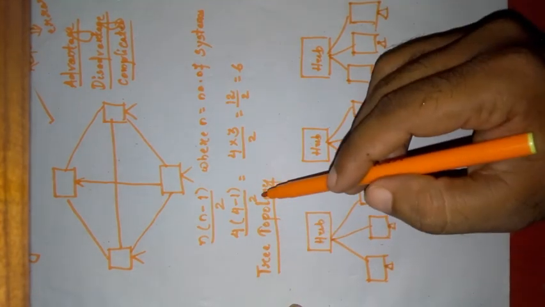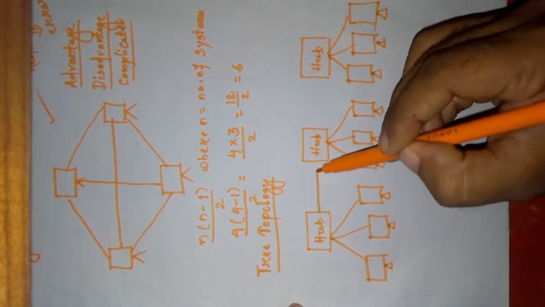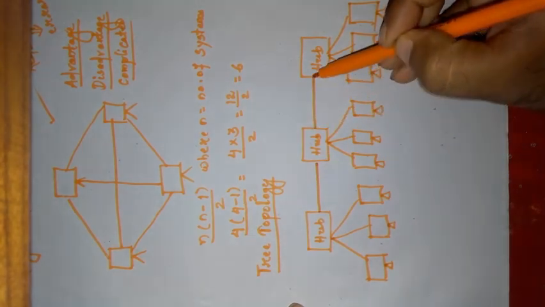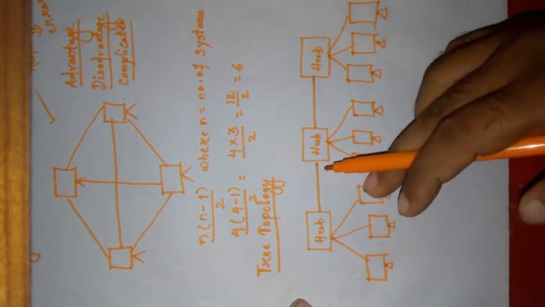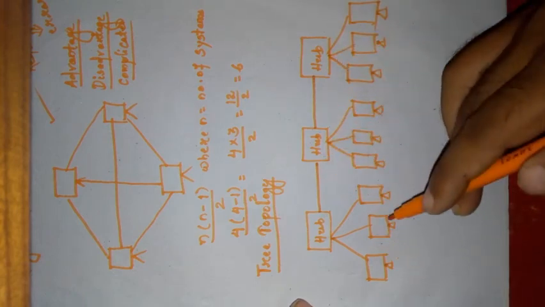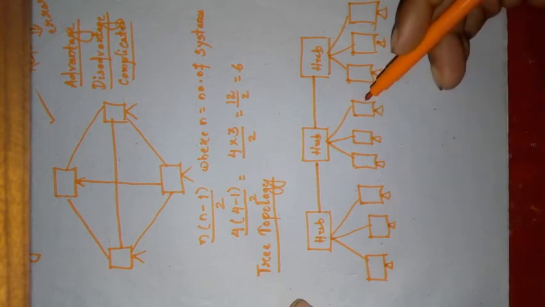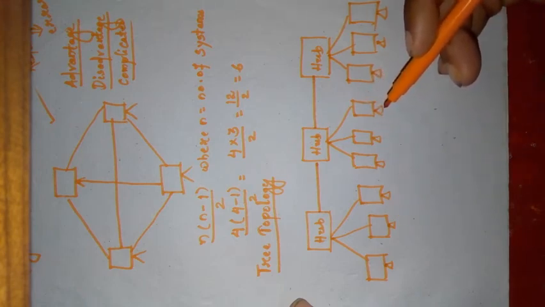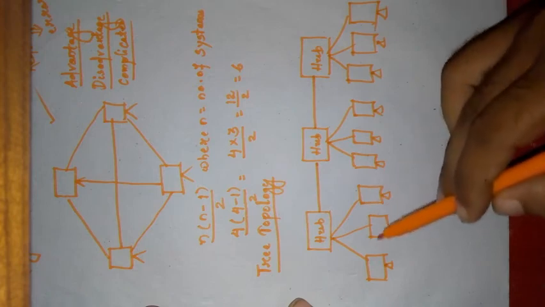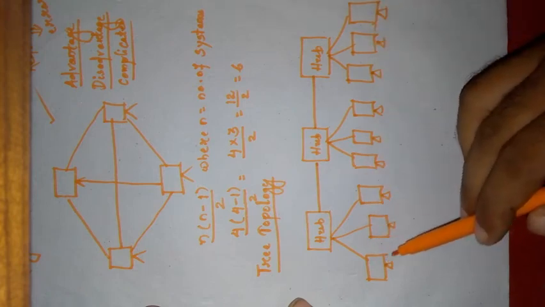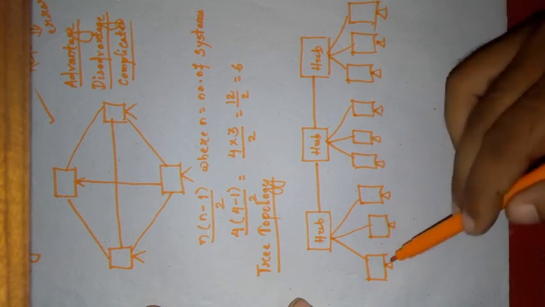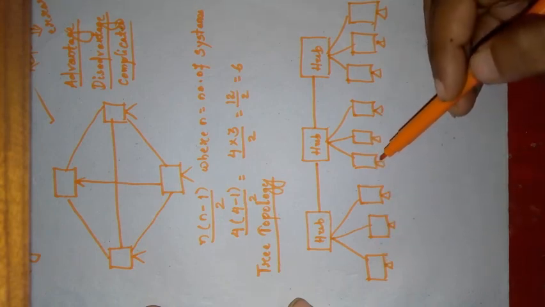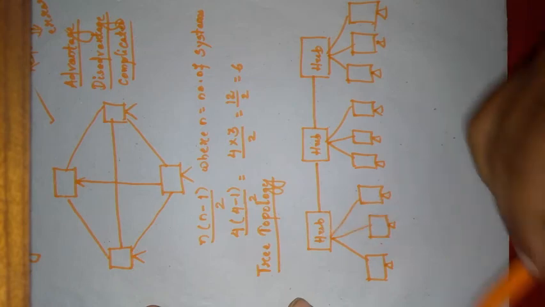But in tree topology, all hubs are interconnected with each other. But every system is not directly connected with every other. Every system is connected with each other, but virtually connected. Virtually means not directly connected with each other. Suppose there is a system, that system is not directly connected to another; it is virtually connected by the hub.